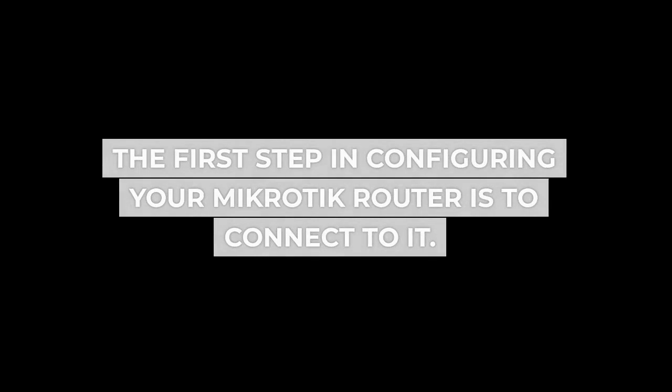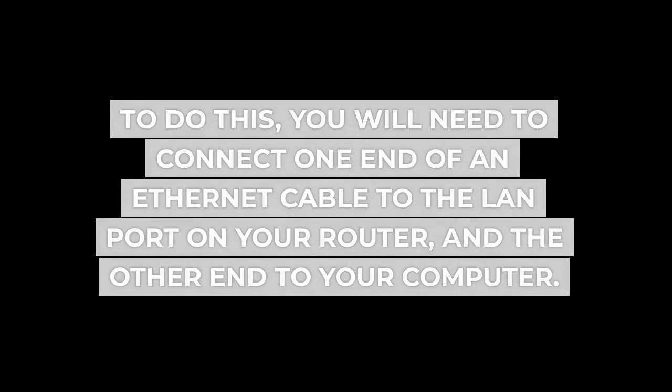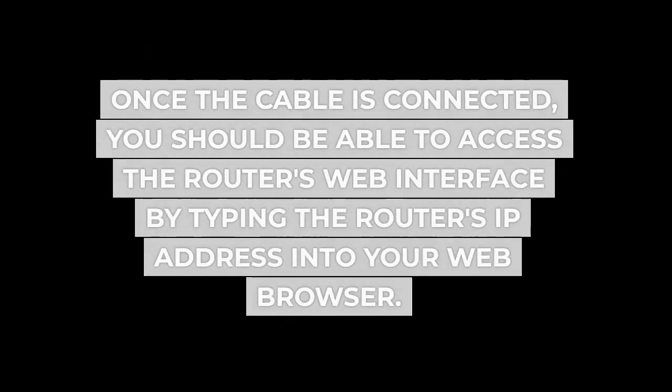Connecting to the router. The first step in configuring your Mikrotik router is to connect to it. To do this, you will need to connect one end of an Ethernet cable to the LAN port on your router and the other end to your computer. Once the cable is connected, you should be able to access the router's web interface by typing the router's IP address into your web browser.